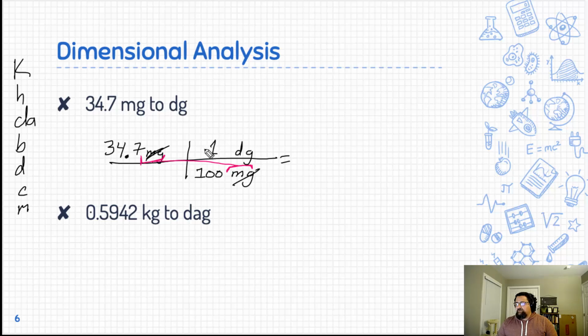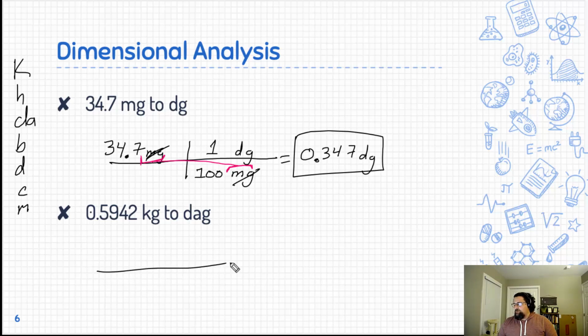34.7 times 1 divided by 100, 0.347 decigrams. Okay? That being our final answer. So now let's do the one down at the bottom.